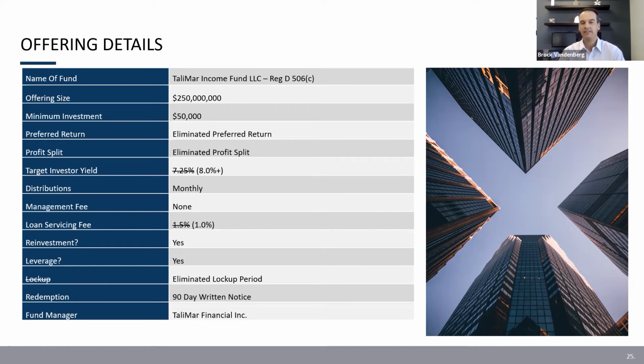And the fund manager is TaliMar Financial. So TaliMar Financial originates those loans. We place them in the fund, and then we use a third-party servicing company to service our loans and use a third-party fund administrator to do the actual day-to-day accounting of the fund.